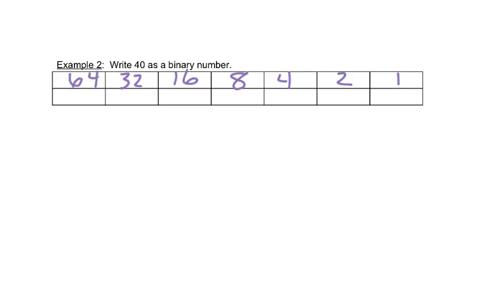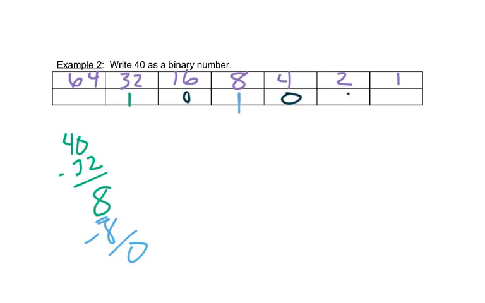So we have 40 as our number. We look for the biggest number we can get that's still smaller than 40, and that's this 32. So we'll put a 1 underneath the 32. And then we're going to subtract 32 off of it, and we have 8 left. So then we look for the biggest number that we can get to 8 without going over, and that's 8, right? And we subtract 8, and there's nothing left. So that means we're finished. Now all the other spots we fill in with zeros.